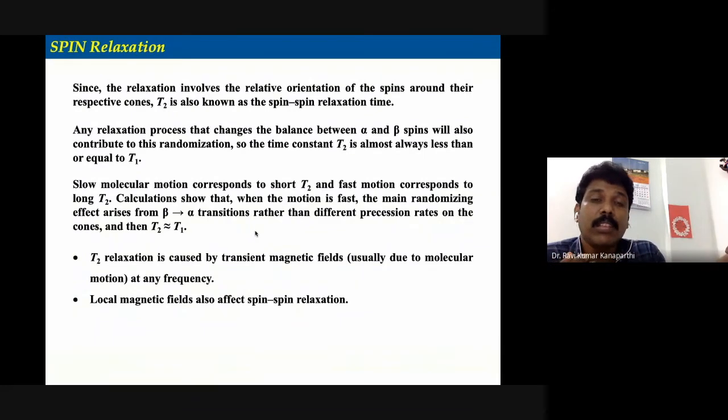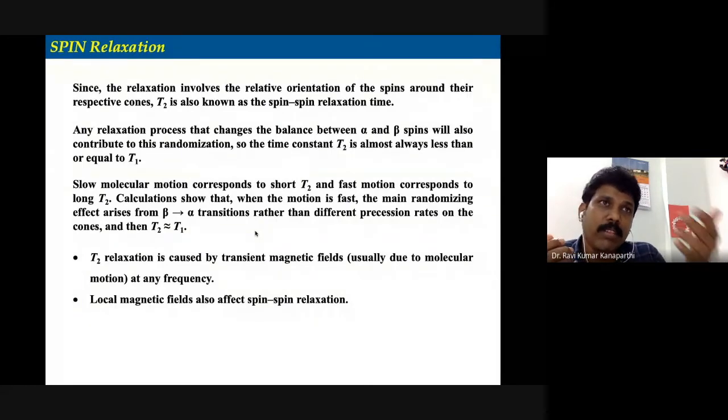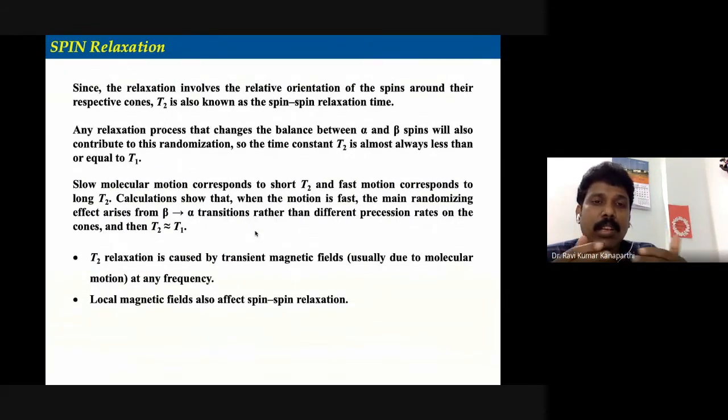In the previous case, when you apply the radio frequency pulse at the resonance condition, you have a transition. Alpha becomes beta. Alpha becomes beta. So you have more beta spin state. So naturally, that has to come back. That is where the spin lattice or longitudinal relaxation time constant came in. So that is understood. But here, it is not related to population. It is just the spins' alignment in a direction, randomization, or the losing of phase coherence.